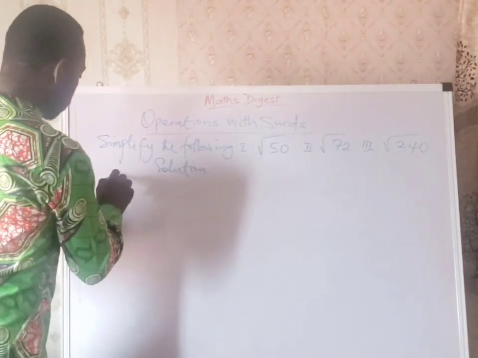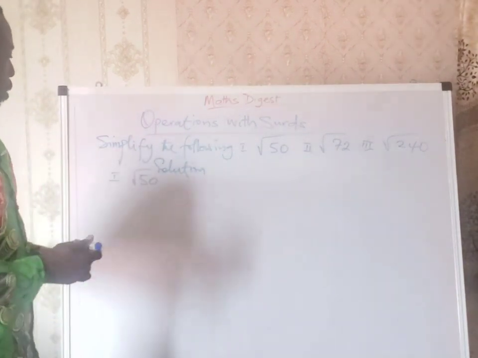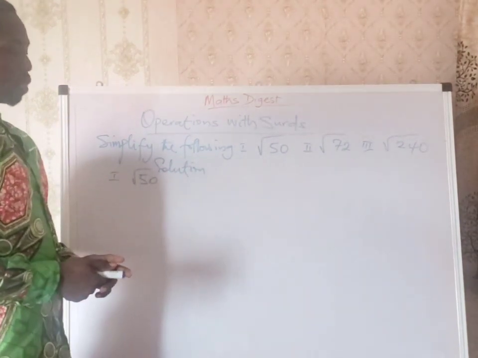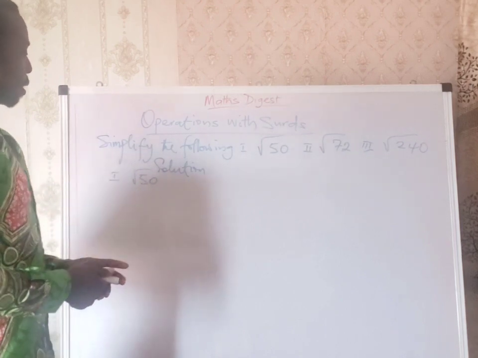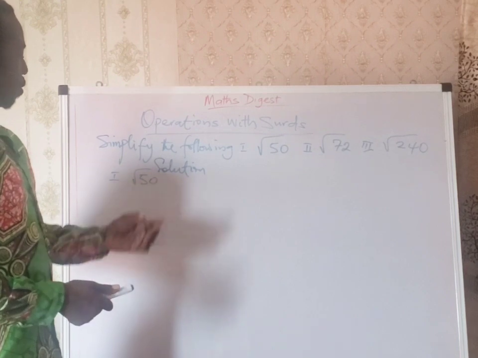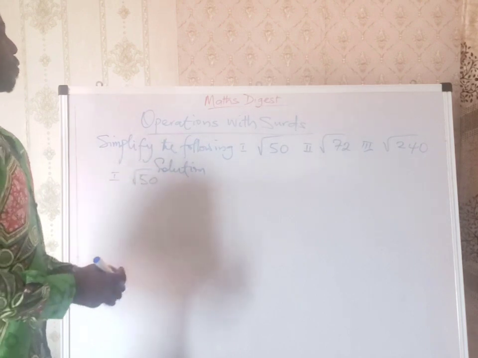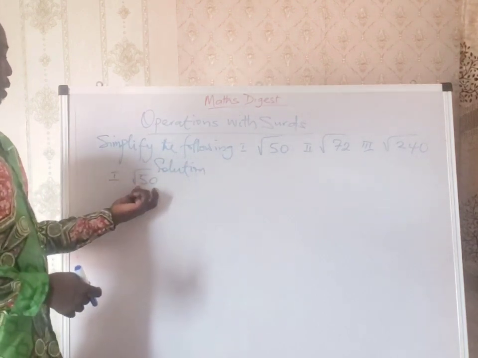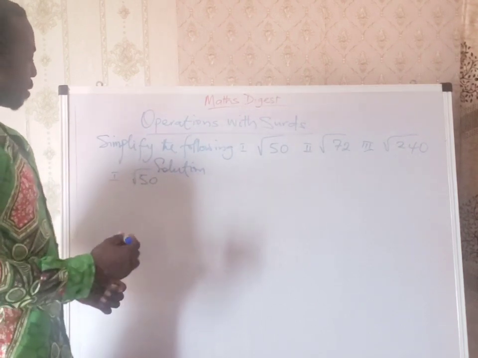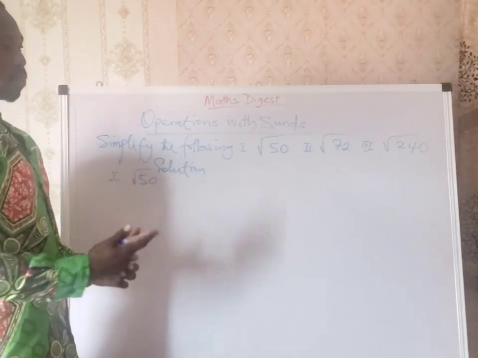Looking at the first one, we have root 50 here. Now we look at the factors of 50 as an integer. When you are dealing with this, you don't just consider any factor at all. Among the factors of that particular number, you look at the one that has a perfect square, that's the one that has a square factor.